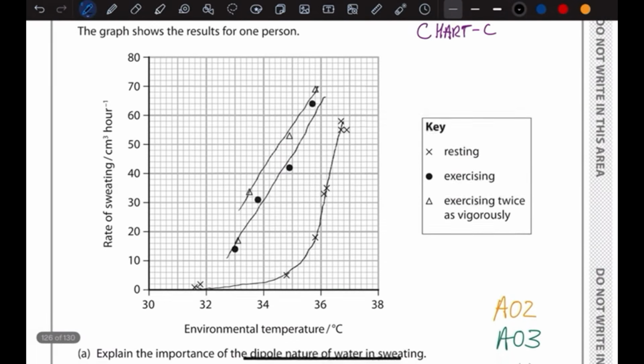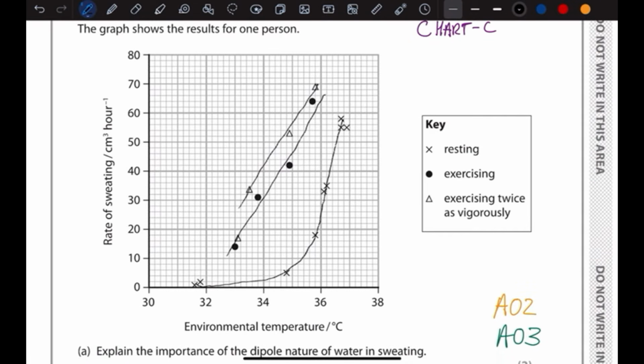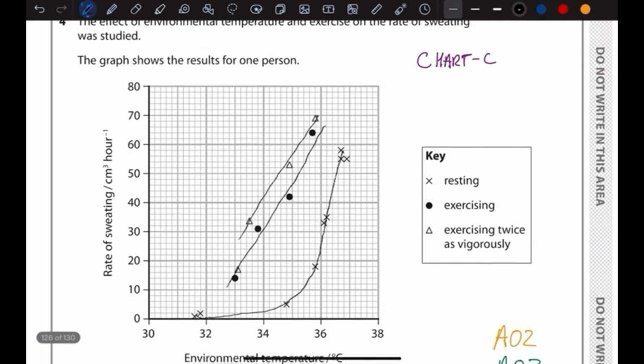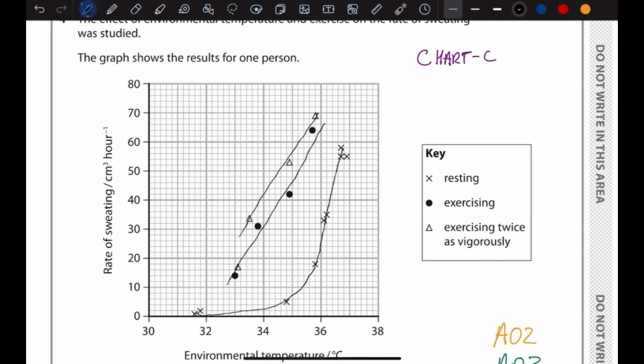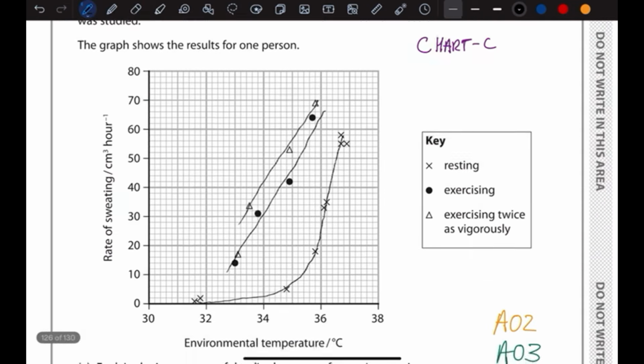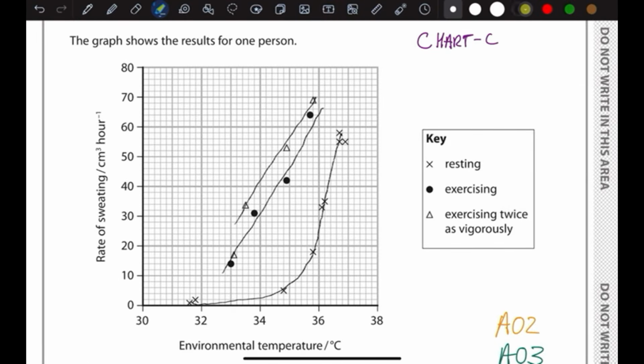If we go here to the question, I've already drawn on these lines of best fit just to make it a bit easier for myself, but they weren't there before. Let's do some comparisons, and then we'll relate back to what the mark scheme said. Let's focus on the people that are exercising first. Cool. So we're looking at the circles and the triangles. I can see they're all above the X's, or the people resting, at every single temperature. So I can say that the rate of sweating, remember, relate it back to the X and the Y, the rate of sweating is always greater for people exercising compared to those at rest. Cool. That's one thing we can say.